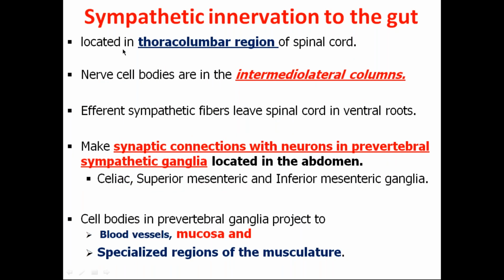Sympathetic innervation to the gut is located in the thoracolumbar region of spinal cord. I've already told you, it starts from the intermediolateral gray columns. They make synaptic connections with neurons in the sympathetic ganglia. I've already shown you the superior mesenteric, celiac, and the inferior mesenteric ganglia, and they give projections to blood vessels, mucosa, and specialized regions of the musculature.